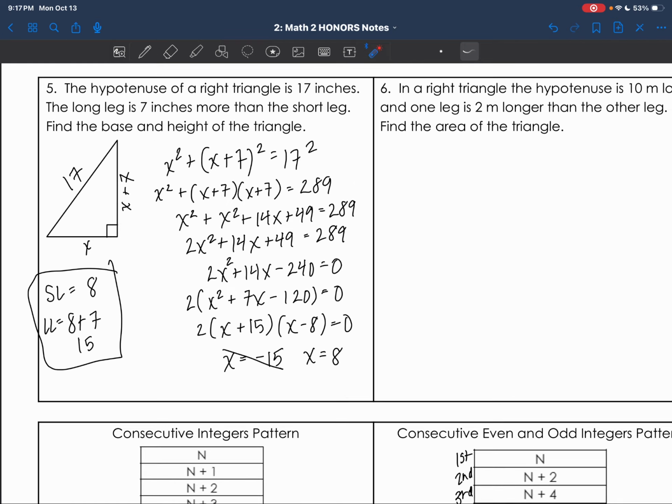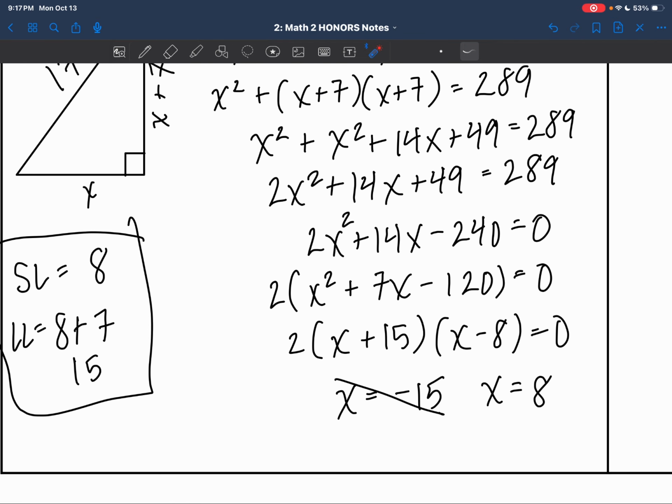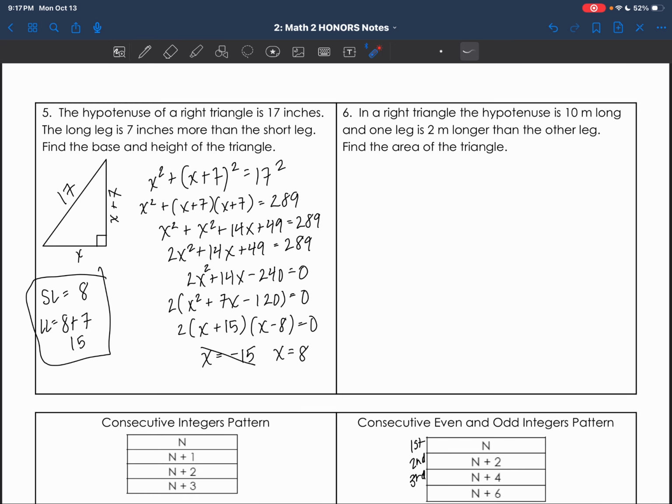And then now you can go through and GCF. Then go ahead, factor how you choose, and you should get 2 times x plus 15 times x minus 8. So set them equal to 0. Well, you can't have a negative length, so you can't have x equals negative 15. So x equals 8 is your answer there. Okay, I want you to try that one. It's kind of similar to this one. If you did it, just make sure you're checking your answers.